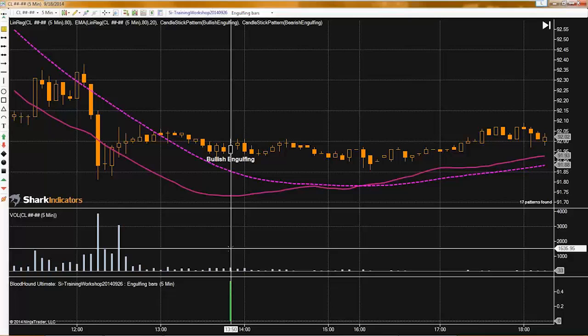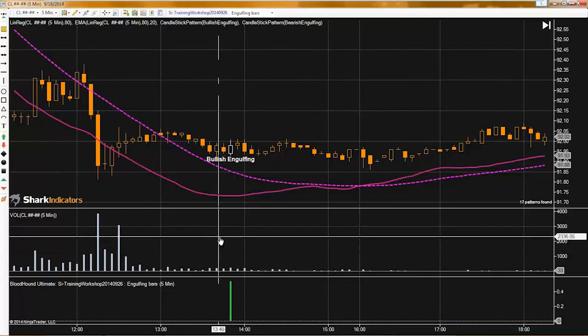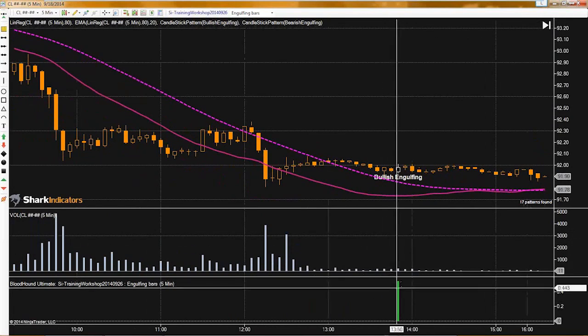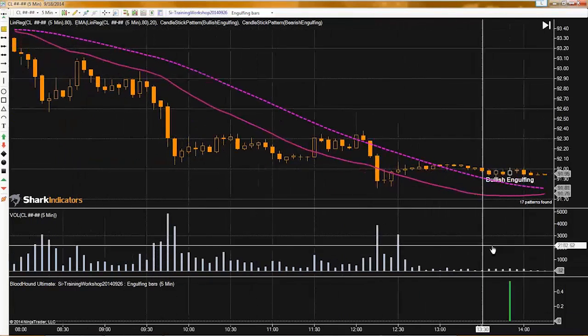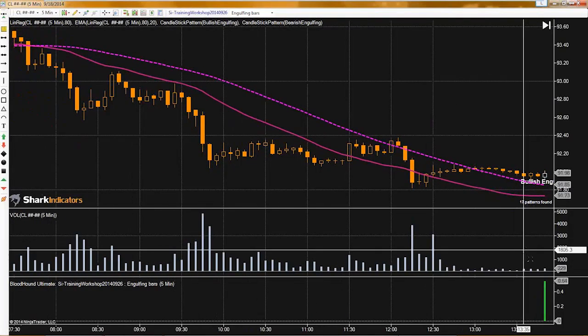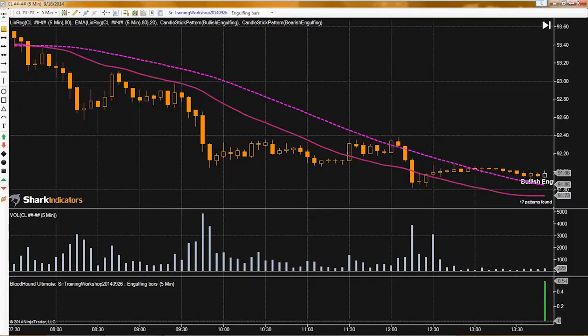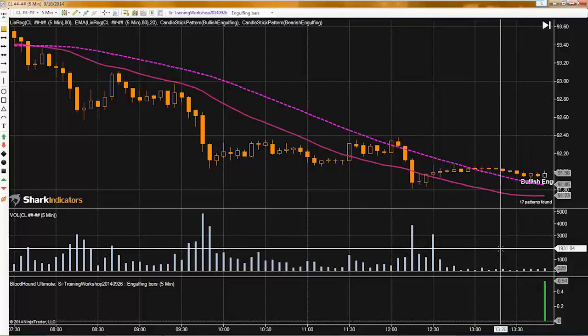And look at this bullish. We do have an output from BloodHound, but it wasn't enough to generate a signal. Let's take a look. Yeah, so if we look at the flags here, BloodHound's output was essentially 0.54. So it wasn't enough to generate an actual buy signal, and that's probably because the volume requirement wasn't quite met.